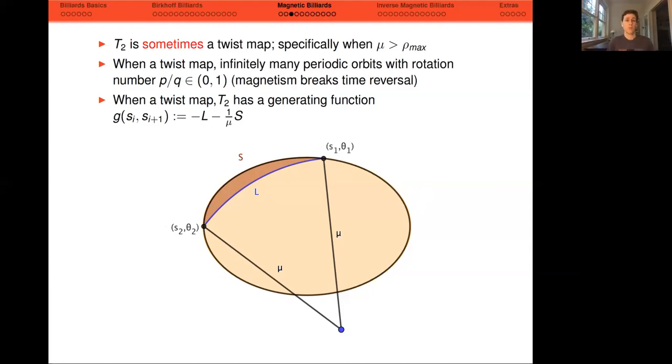So just as before, when this map is a twist map, it has a unique generating function. And this generating function is what I've written here as negative L plus 1 over mu times S, where L is the length of the circular arc in blue, and S is the area that is outside of that circular arc, but still inside of the table. So this area that's shaded in brown here. And so this is our generating function, and we can still use it in the same setting that we had talked about earlier, but it's now slightly more geometric than just straight Euclidean length.